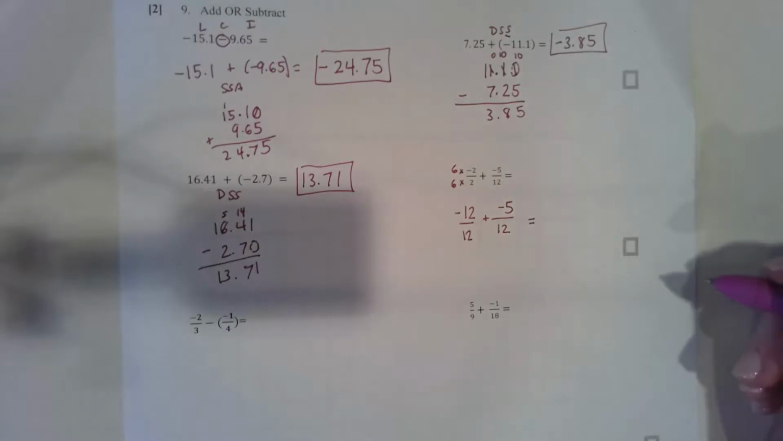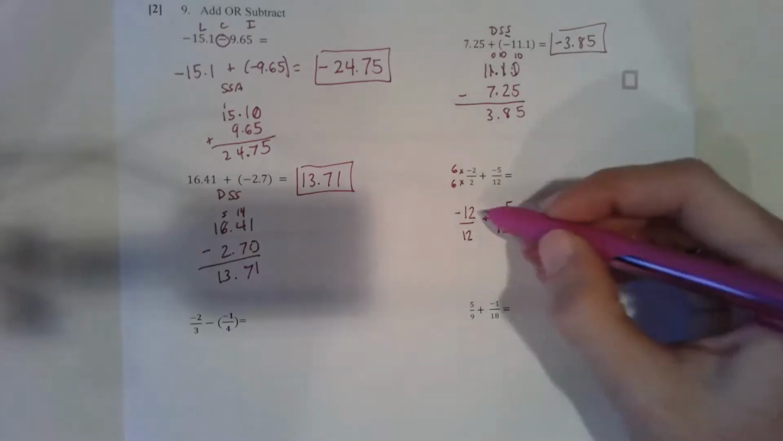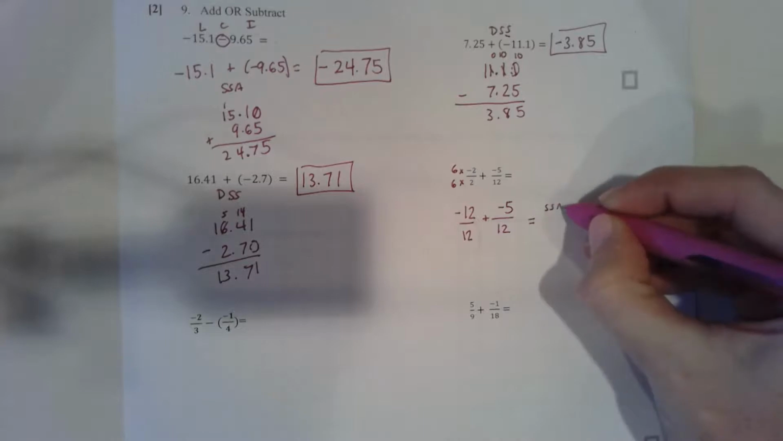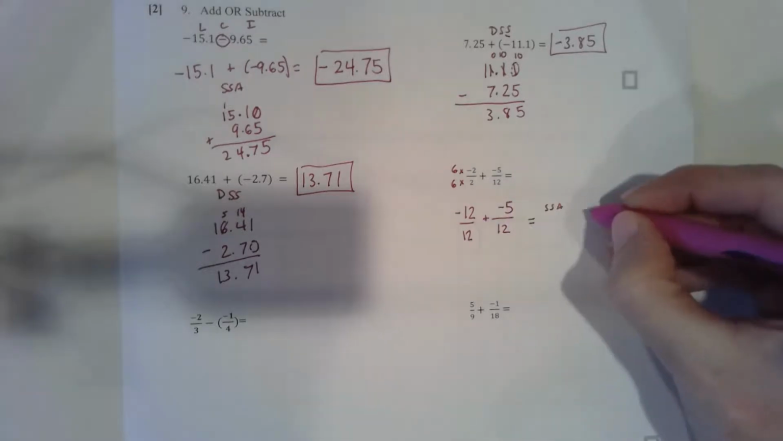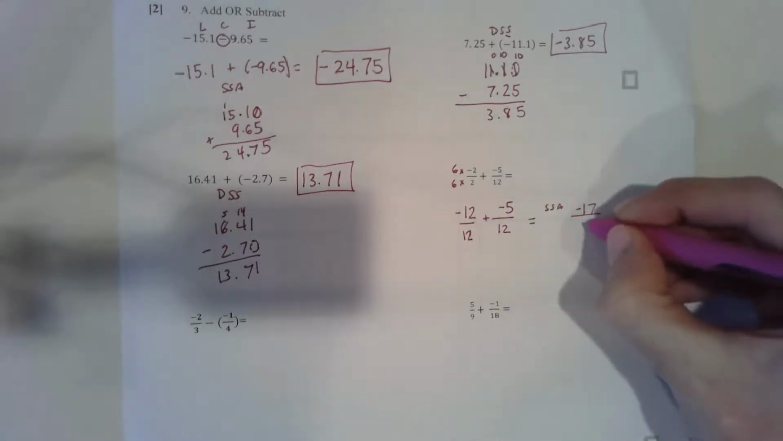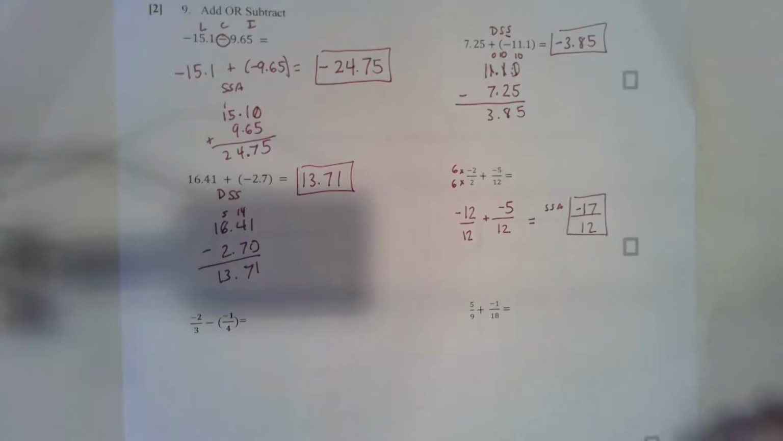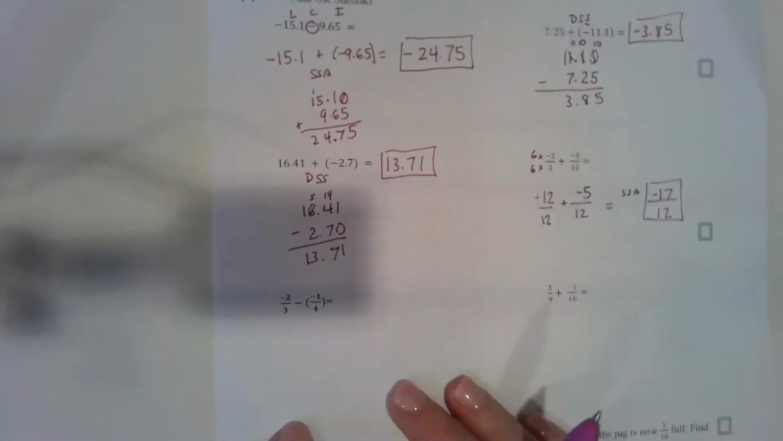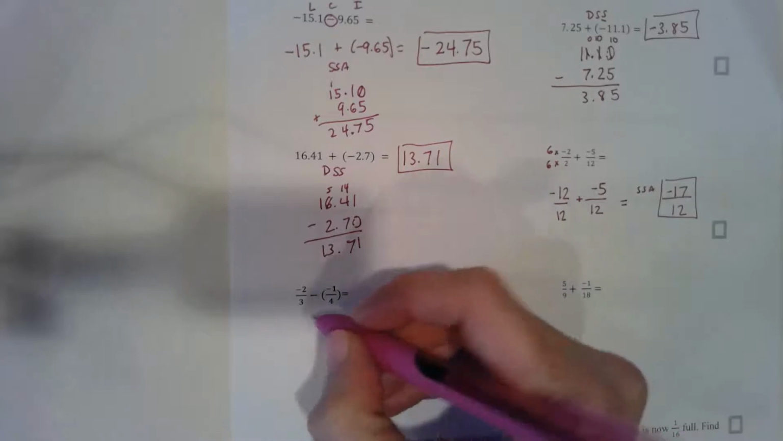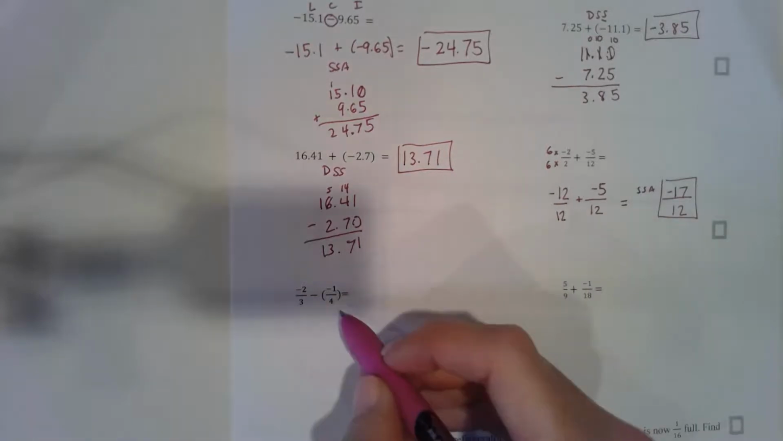And then I just, same signs add. 12 plus 5 makes 17. The answer will stay negative, and I'm just going to leave it like that. Next one. Again, can I multiply something by 3 to get 4?